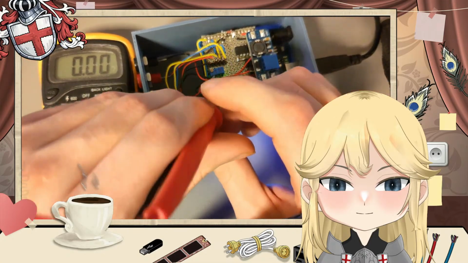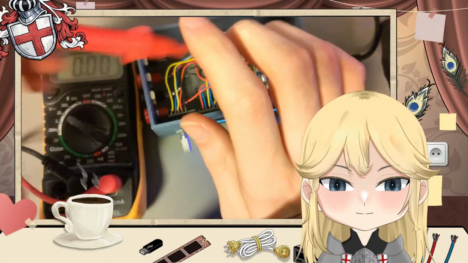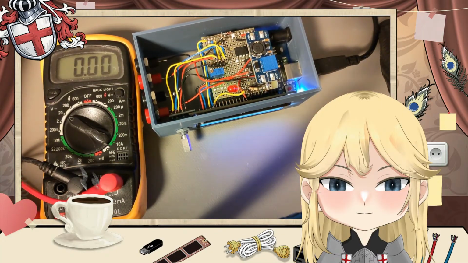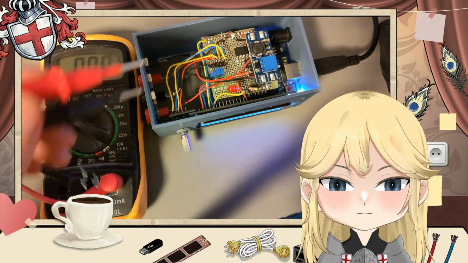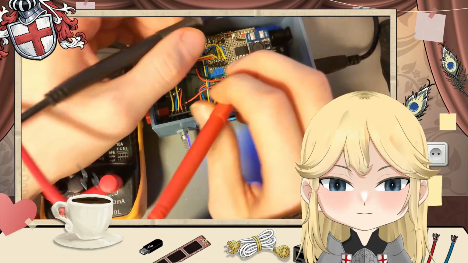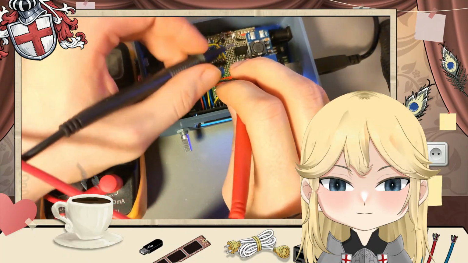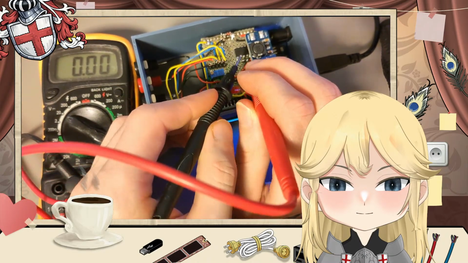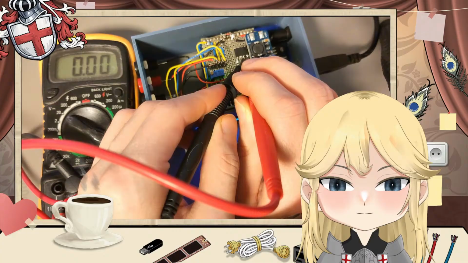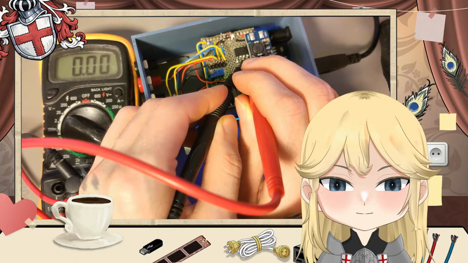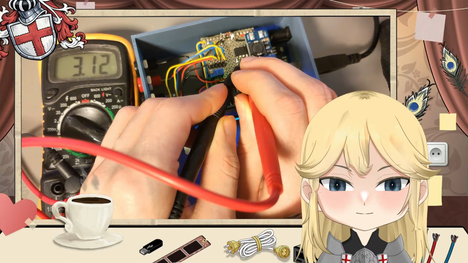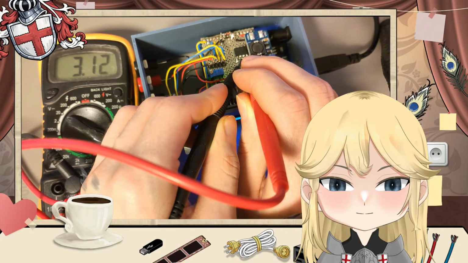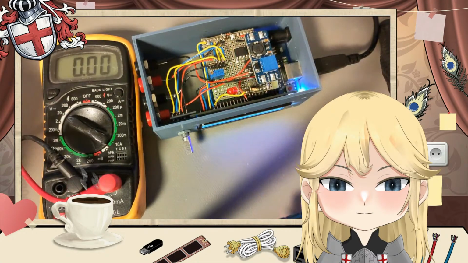Now we want to measure. Actually, let me pull that up on the big screen for myself. Now I can see what I'm doing. Oh, I can't see the value. Okay, this is ground. Oh my god, it works. I found the error. We found the error, guys.